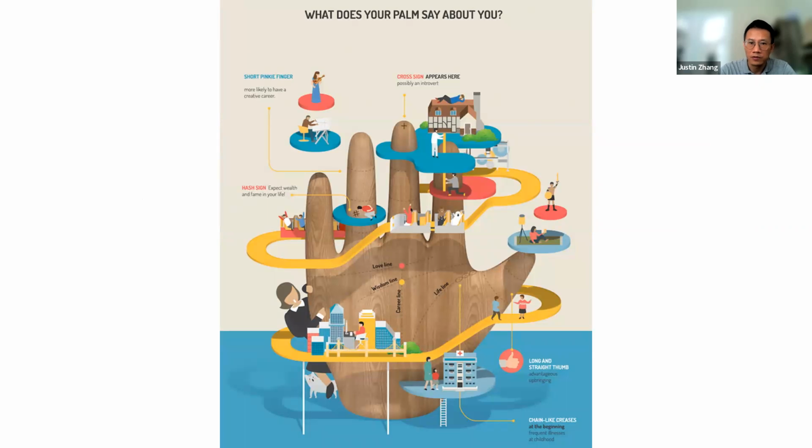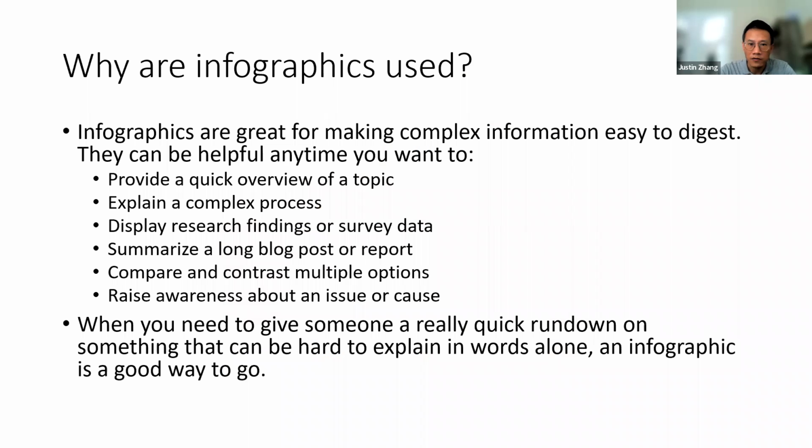Here is one more example of an infographic. It's based on palm reading. So what does your palm say about you? You can see it's a well-designed visual to help us understand the purpose of this topic. Infographics have been used in various contexts. They're great for making complex information easy to understand. They can be helpful in many different ways, like a quick overview and a good way to explain a complex process, display research findings, etc.